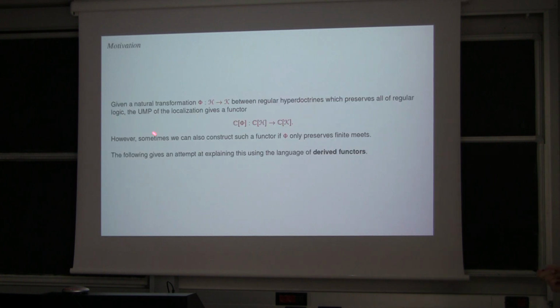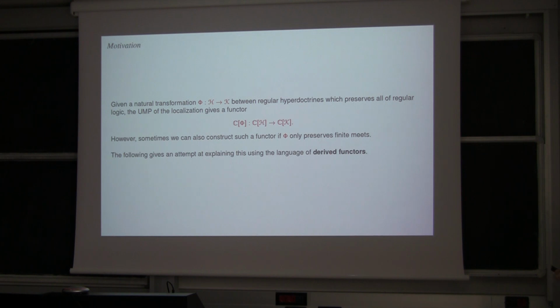What is that about? The motivation is that given a natural transformation between regular hyperdoctrines, which preserves all of regular logic, the universal property of the localization implies that we get a functor between the exact completions. So the universal property of the localization is one way of getting a functor between the exact completions from a transformation. You can also just apply the transformation to the partial equivalence relations and functional relations, and then all these judgments that I showed you earlier are preserved by phi if phi preserves all regular logic. And immediately you get a functor. However, sometimes you also get a functor between the exact completions if phi only preserves finite limits fiber-wise.